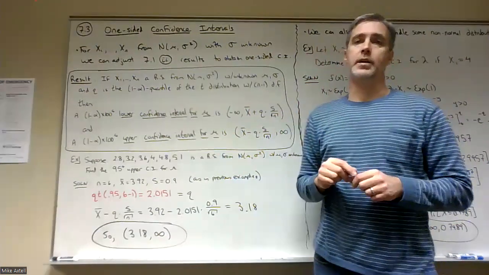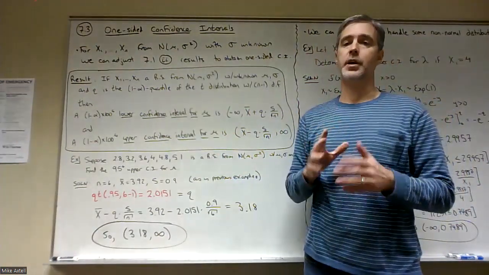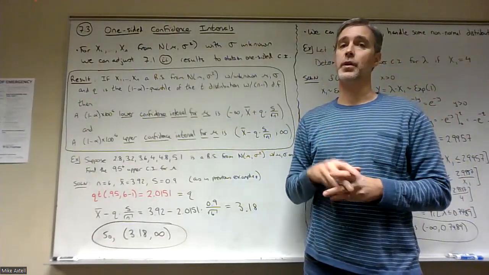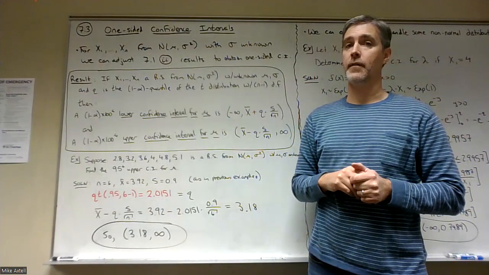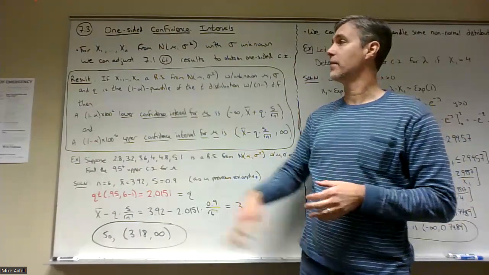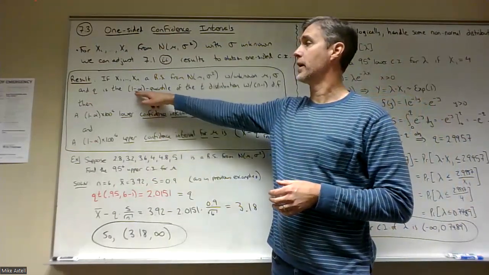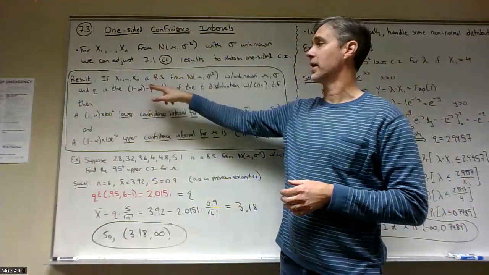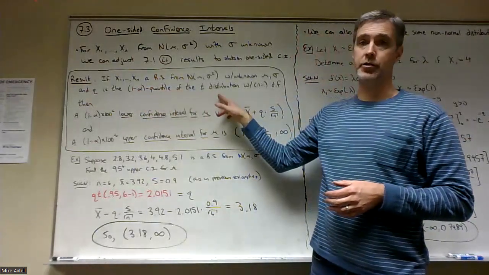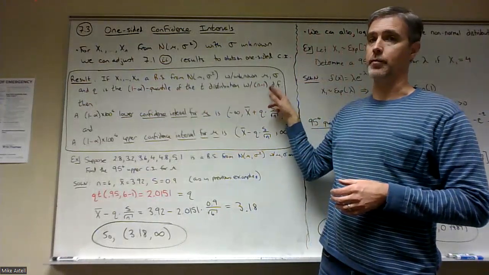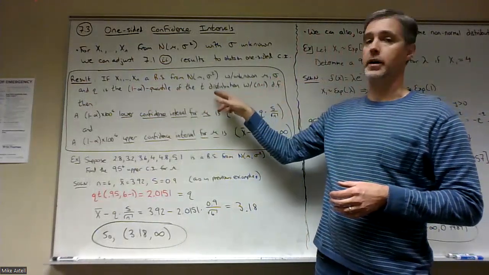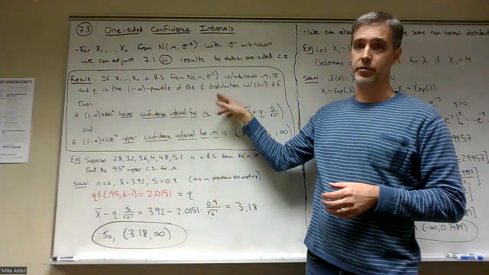With a one-sided confidence interval, I just want a single quantile. So if I want a 95% confidence interval, my alpha is 0.05. That means I want the 1 minus 0.05, the 95% quantile of the t distribution with n minus 1 degrees of freedom, okay? So remember, since I don't know sigma, I'm not going to use a normal distribution, I'm going to use a t distribution.